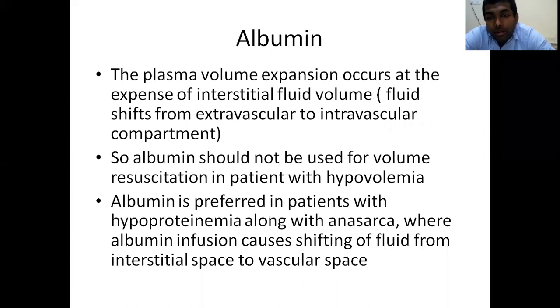Now the plasma volume expansion occurs at the expense of interstitial fluid volume. That is, the fluid shifts from extravascular to intravascular compartment. So albumin should not be used when the patient has hypovolemia. You will be exacerbating the condition. It is preferred in patients with hypoproteinemia and anasarca. The infusion of albumin causes shifting of fluid from interstitial space to the vascular space.